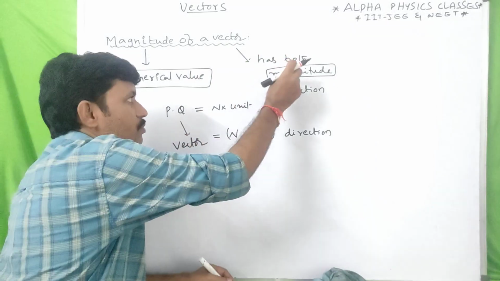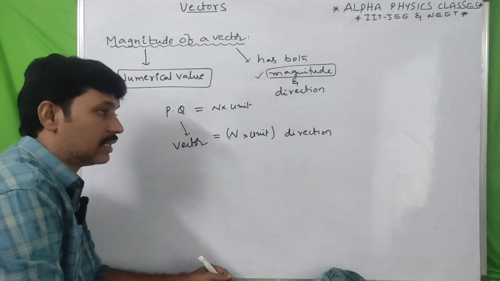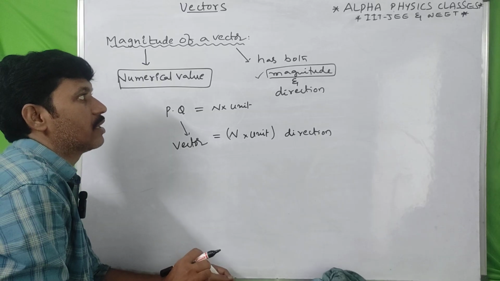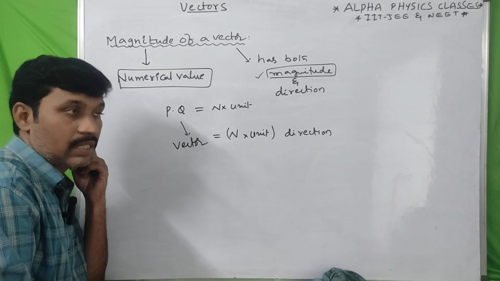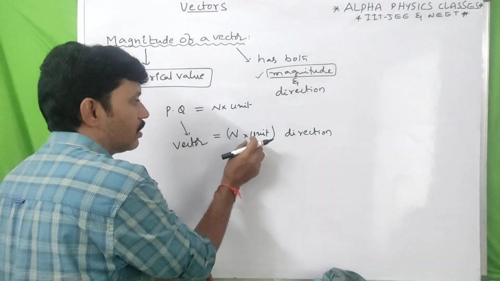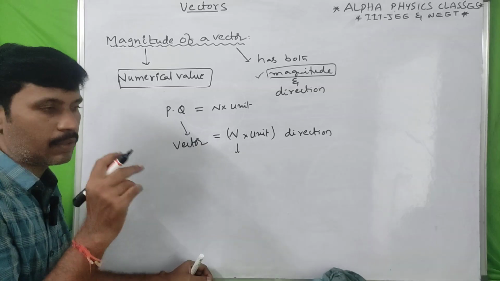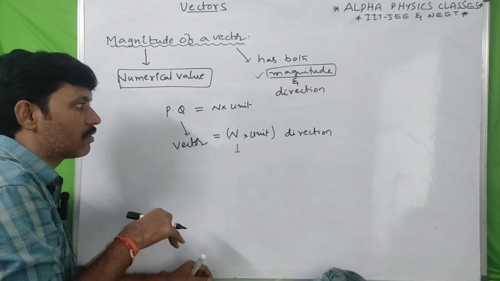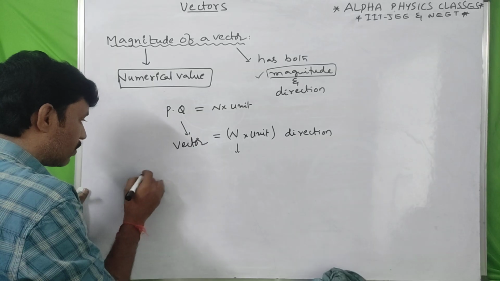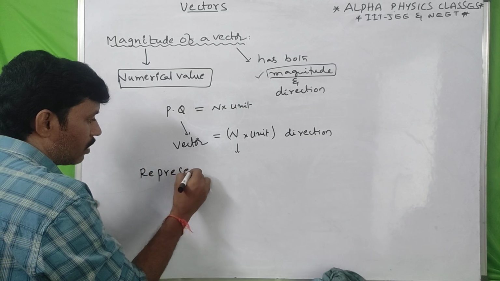Every vector has both magnitude and direction. That's why a vector can be represented in terms of magnitude and direction, and that's why you can find the magnitude of a vector. Every vector can be represented like numerical value into unit. This numerical value is nothing but the magnitude. So how to find that numerical value, and why do we have to find it? Because of the representation of a vector.